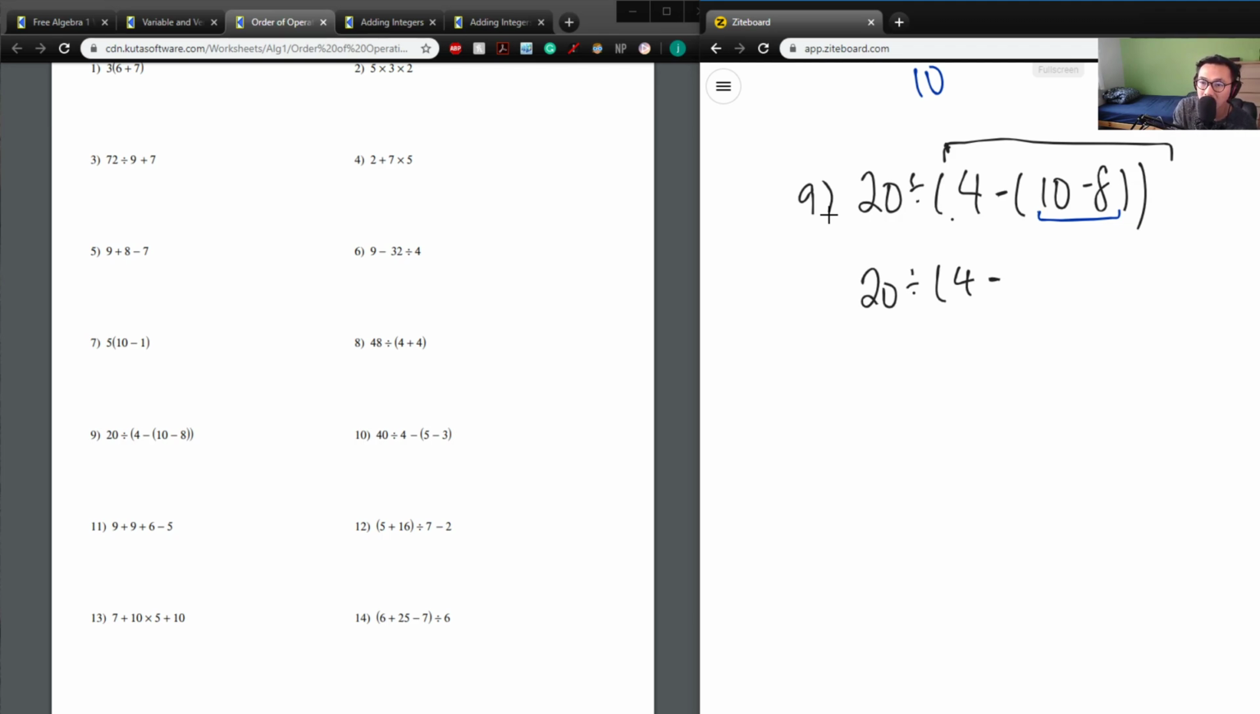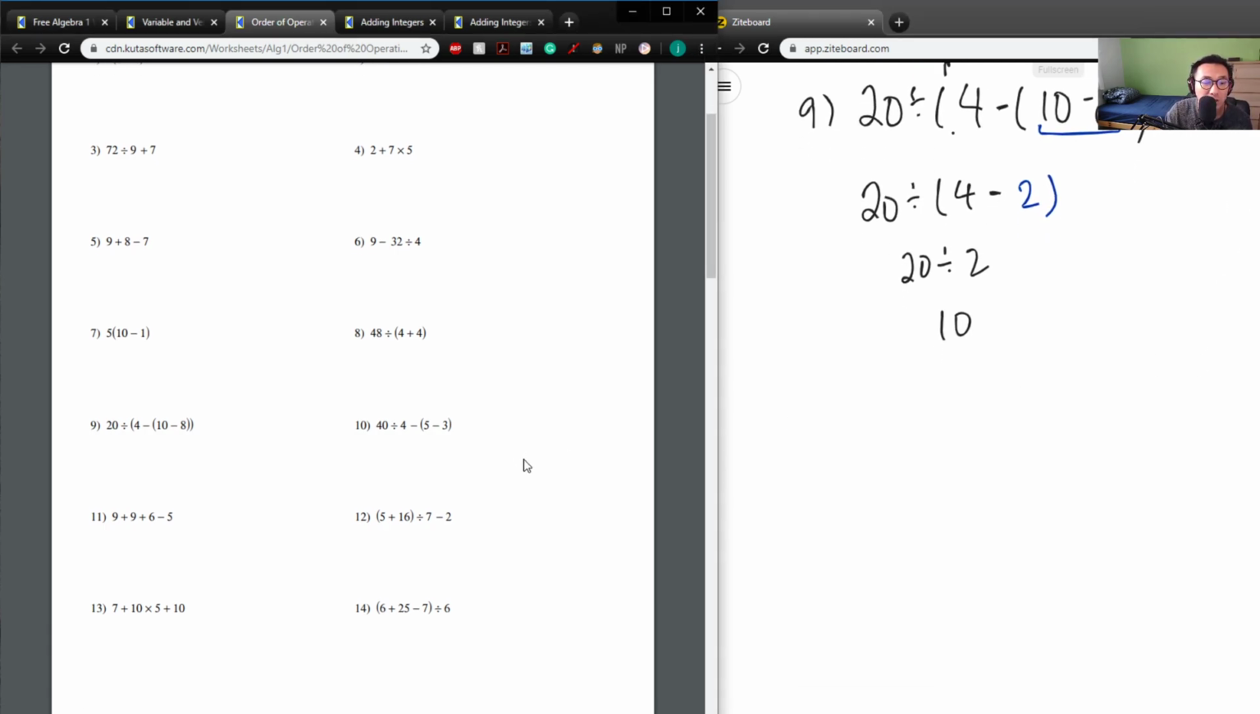So 10 minus 8 here would simply equal 2, right? So now our equation's a lot simpler. We do 10 minus 8 first because those are the inside brackets, and then we have to do the outside brackets, so this is 4 minus 2, which is simply 2. So I'm going to rewrite this: 20 divided by 4 minus 2, which is 2. And then 20 divided by 2 is 10. And that will be our answer for number 9.